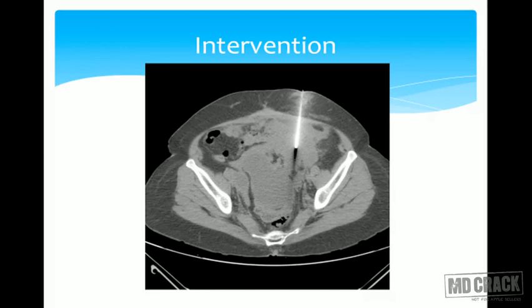But quite often, it might not be easy to differentiate between causes. Is it due to tuberculosis? Is it due to some malignancy? Or is it something else which is involving the abdomen? So the next thing that you do is an intervention. So intervention means taking a biopsy.